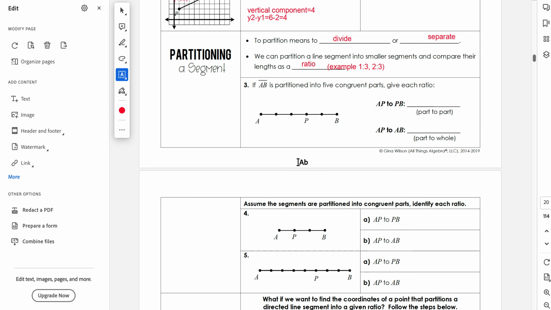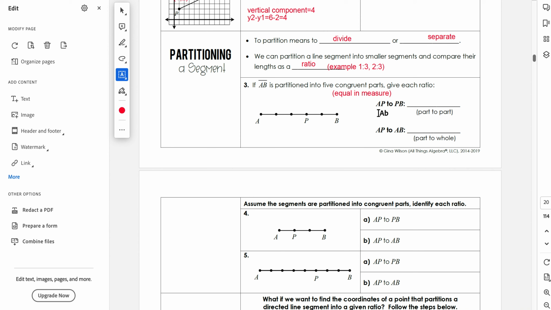So let's take a look at example 3. If line segment AB is partitioned into 5 congruent parts, give each ratio. Just as a reminder, we know that congruent means equal in measure. So then AB is divided into 5 equal or congruent parts. So it's 1, 2, 3, 4, 5.